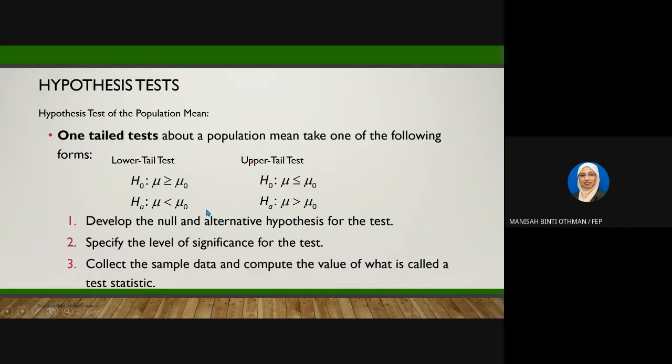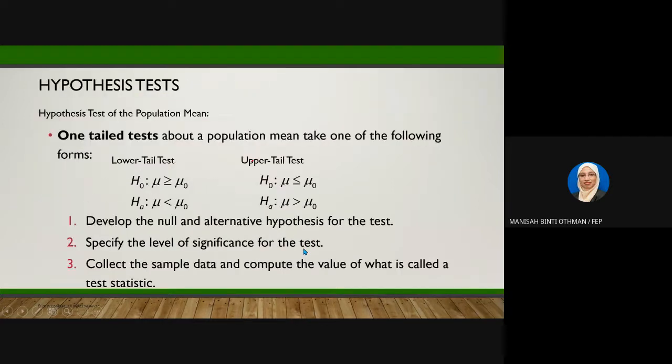The steps are the same as previous. The only difference is when you determine the area based on the hypothesis, there is only one area. In a two tail hypothesis, you have two areas for rejection. In a one tail test, it is either upper or lower, a different area. The lower tail rejection region is on the left side. The upper tail is on the right side. So it is only one tail, and that is the only difference.